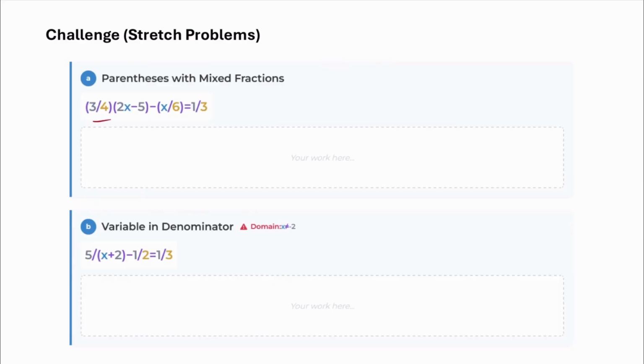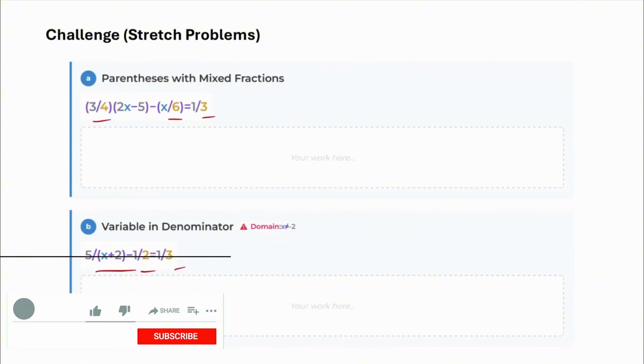You do have the LCD, you have the LCD in order to get rid of that. After that, it's just about the multiplication and try to rearrange it, and that's it. We do have the same question over here. Try to solve this and try to comment down below.